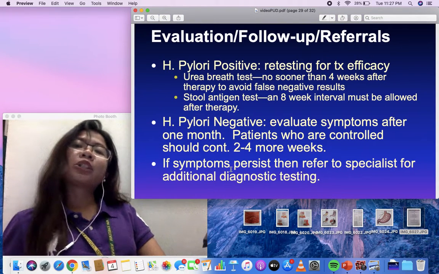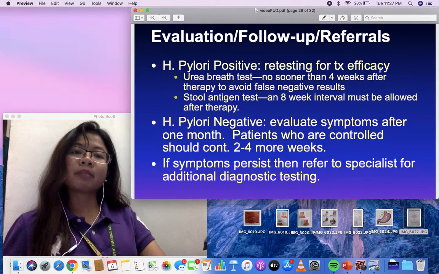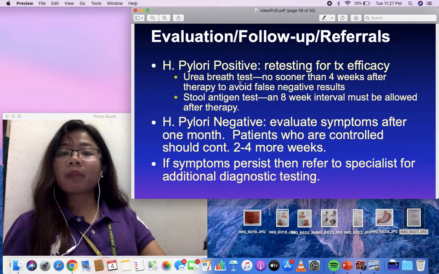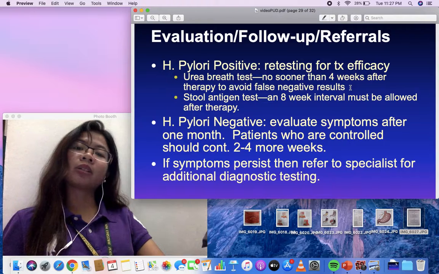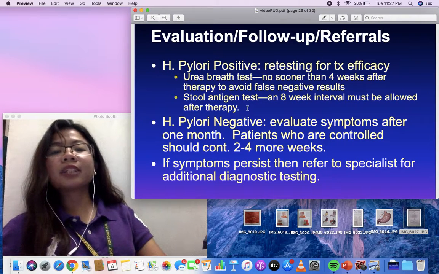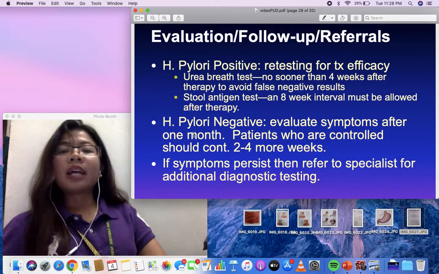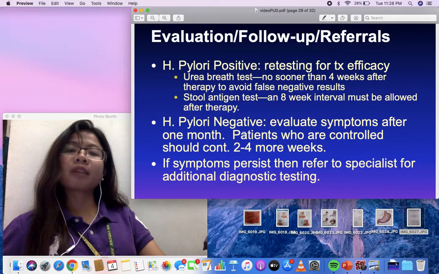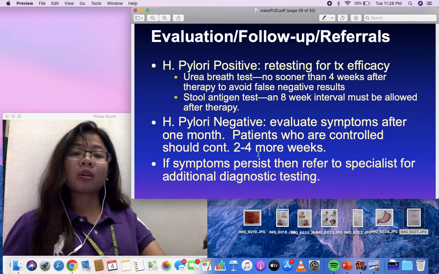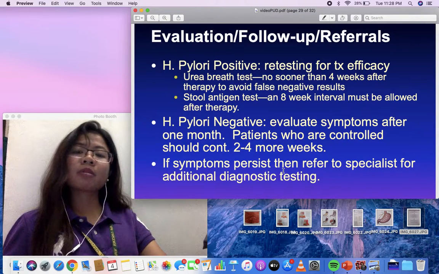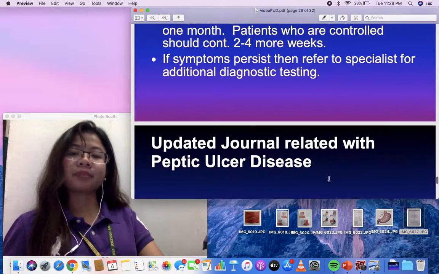So for the evaluation or follow-up or referrals: H. pylori positive, retesting for treatment efficacy. Urea breath test no sooner than 4 weeks after therapy to avoid false negative results. Stool antigen test, an 8-week interval must be allowed after therapy. H. pylori negative, evaluate symptoms after 1 month. Patients who are controlled should continue 2 to 4 more weeks. If symptoms persist, then refer to a specialist for additional diagnostic testing.